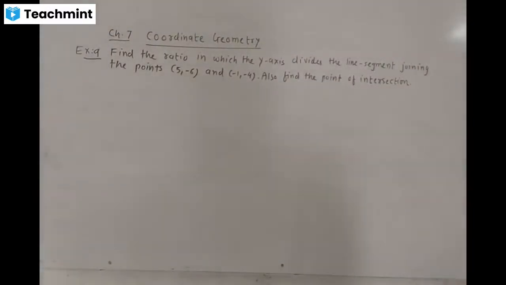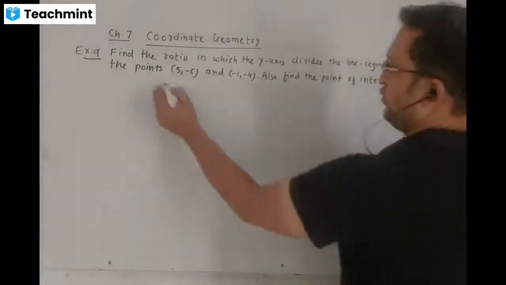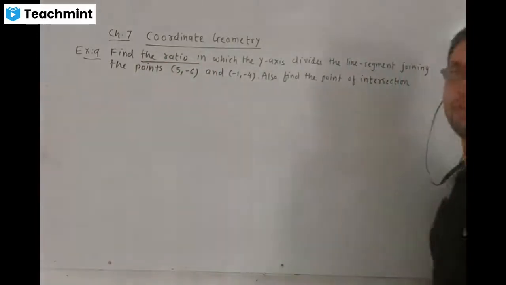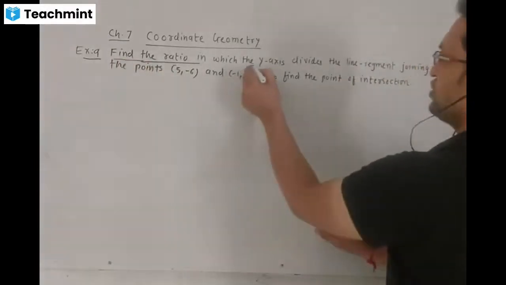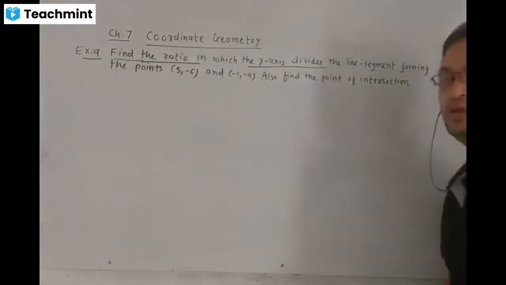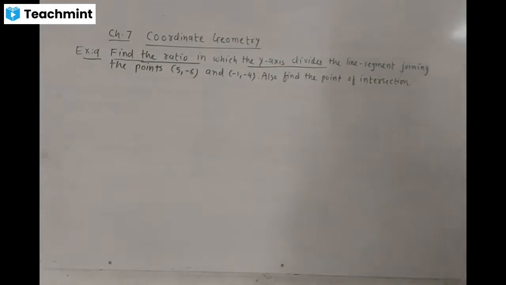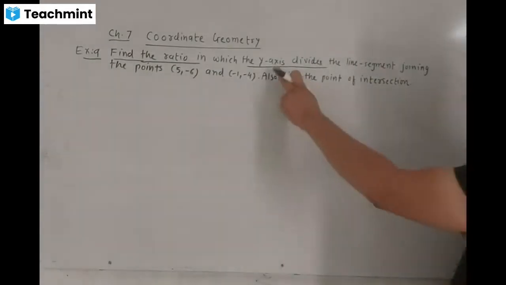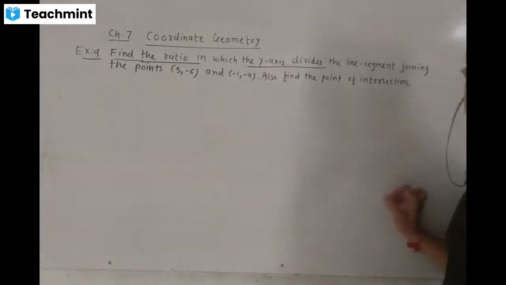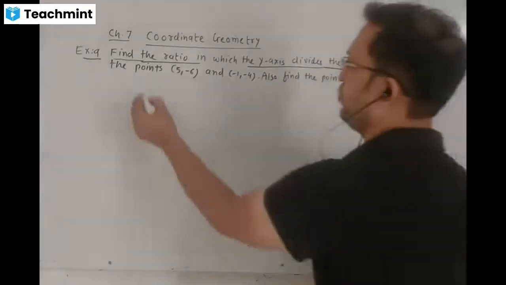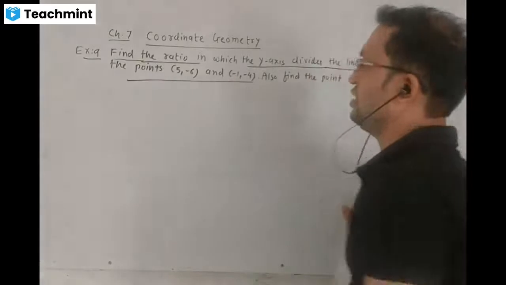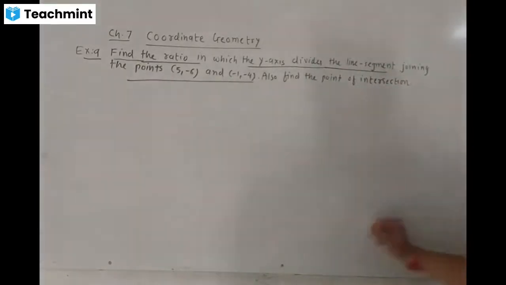Here, find the ratio. First we find the ratio m1 is to m2. Find the ratio in which the y-axis divides the line segment joining the points (5, -6) and (-1, -4). Also find the point of intersection. If the point lies on the y-axis, therefore the x coordinate is 0.